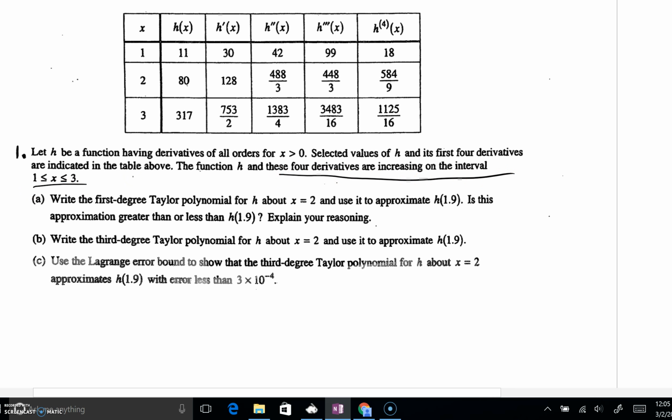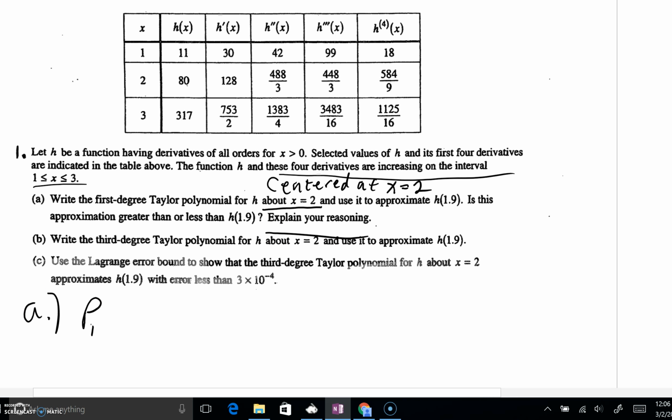It says write the first degree Taylor polynomial for h about x equals 2. And when they say about x equals 2, they mean centered at x equals 2. We're going to use that Taylor polynomial to approximate h of 1.9. And we want to know if this approximation is greater than or less than the actual value, and explain your reasoning. Well, for part A, notice what I'm going to do.